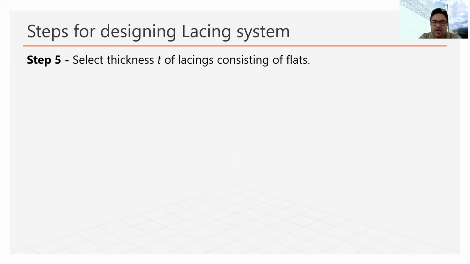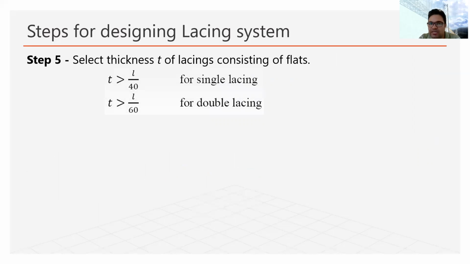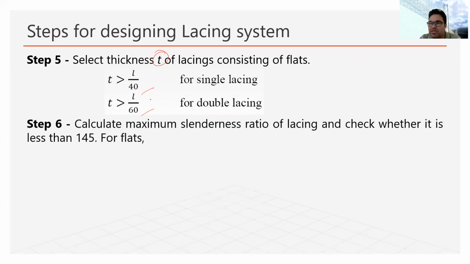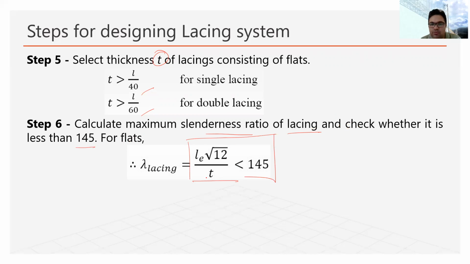In the next step, we are going to select the size of the lacing bar, and in the size, we are going to find out the T value with these recommendations of the IS code. Similarly, we will find out the B value, and then we are going to find out the slenderness ratio of the lacing bar, and we will check whether it is less than 145 or not. So for flat bars, lambda lacing will be LE over r. I have already derived this formula. How this formula is arrived at, you can check in the previous part.